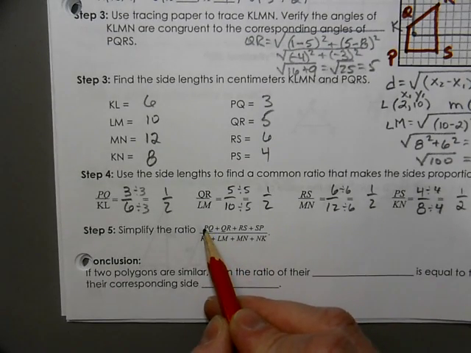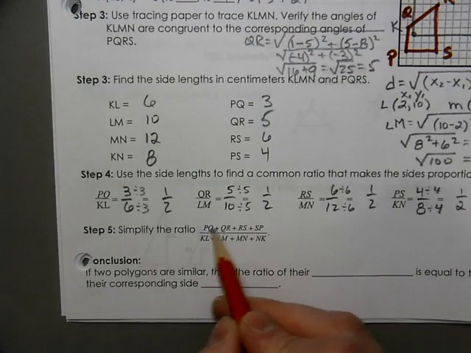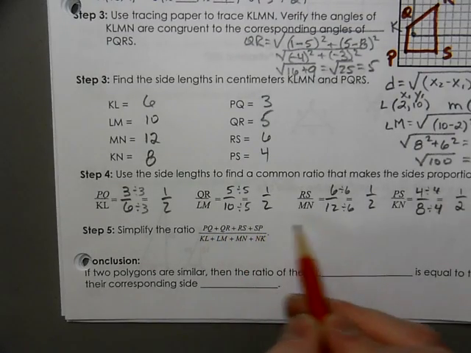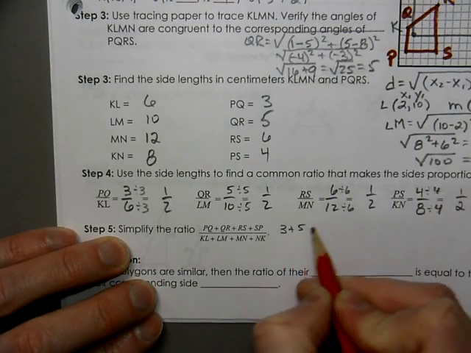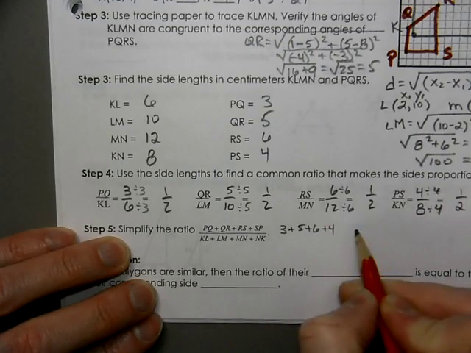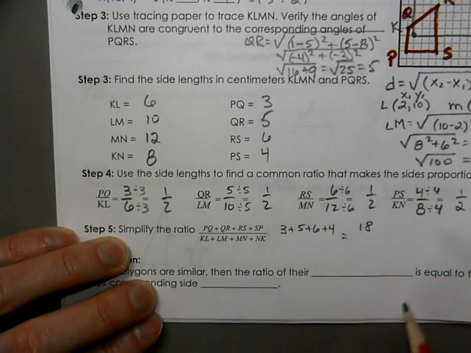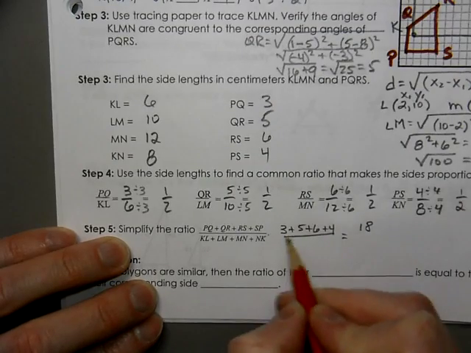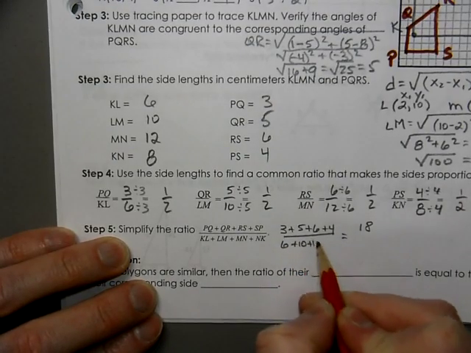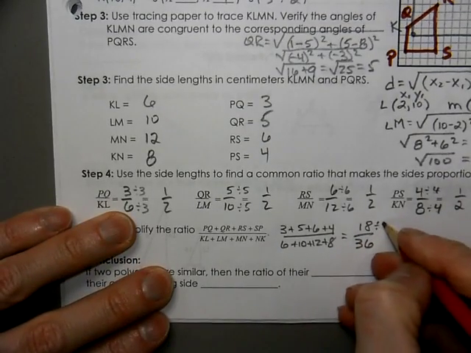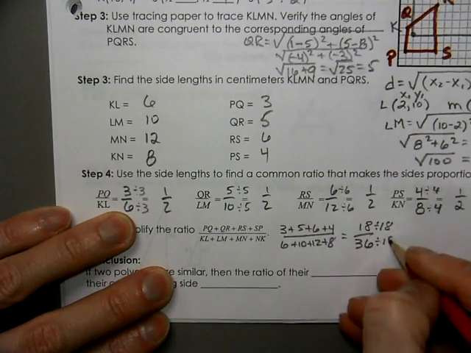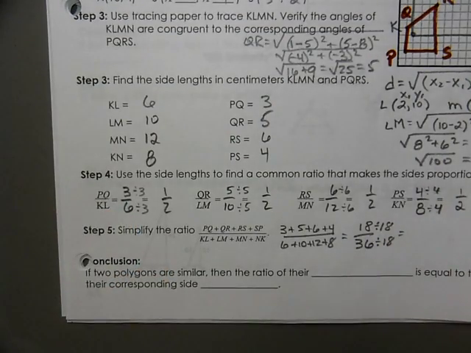Next, we're going to look at the perimeter. So we're going to add PQ plus QR, RS, SP all together. And when we do that, we get 3 plus 5 plus 6 plus 4. That gives us 18. When we add our 6 and the 10 and the 12 with the 8, we get 36. And notice that we can simplify here also. If you notice, 2 goes into both of them, but also 6 goes into both of them. Also 18 goes into both of them.